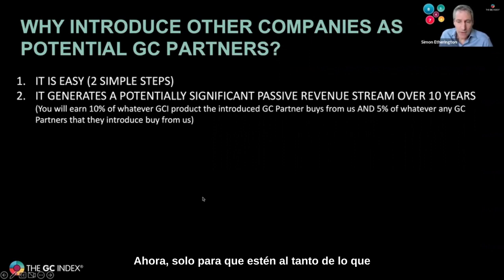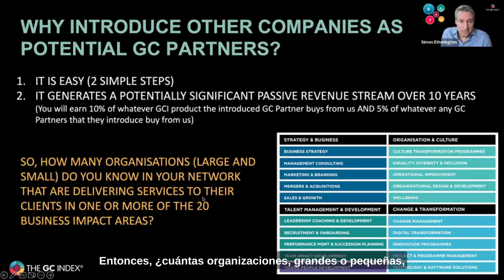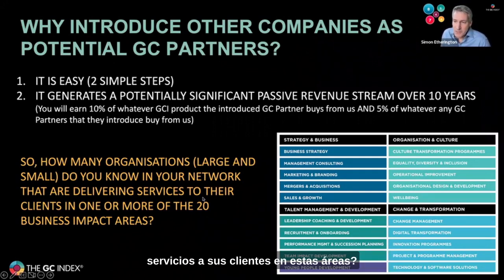Now, just so that you're aware of what that means, it means that if you have already introduced partners and they've introduced partners, they will start becoming part of your revenue stream from whatever is bought from the 1st of January this year. Okay, so all the partners you've already introduced, great. They've got partners that you're going to benefit from as well. So, how many organizations, large or small, do you know in your network that are delivering services to their clients in these areas? And all you have to do is think about it and introduce us.